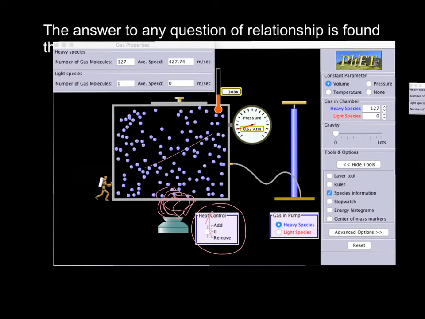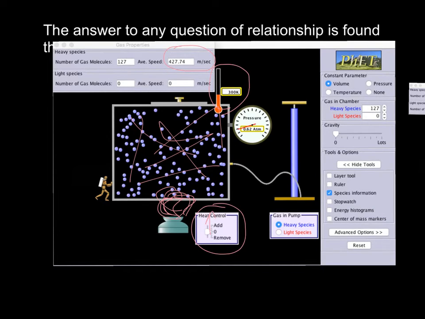I'm going to add a little bit of energy here, and what this does is it starts making the molecules move faster, which makes sense because if they are given more energy, and remember our marker for energy is kinetic energy, and I look at this little measurement tool here that shows me the average speed of the molecules, 427.74 meters per second, super fast, and I get this reading of temperature over here. And then I record that. So I say, when the speed of the molecules is 427.74, what is the temperature?